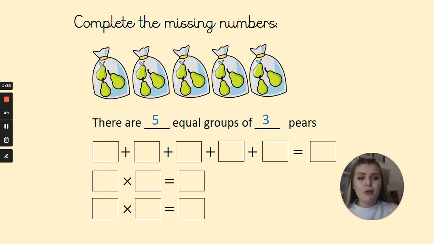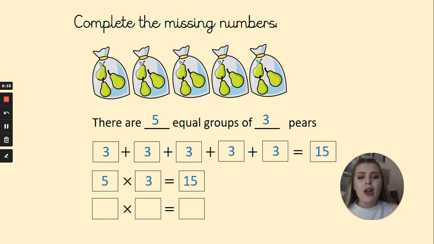So if I wanted to find the total number of pairs, I could do an addition sentence. I could do 3 add 3 add 3 add 3 add 3, which would give me the total answer of 15. Now this takes a lot of time and it means writing out the number lots of times. A more efficient method, a quicker and smarter way to do this, would be to use a multiplication sentence. So instead of doing 3 add 3 add 3 add 3 five times, I could do 5 times 3, which is going to give me the same answer, 15.